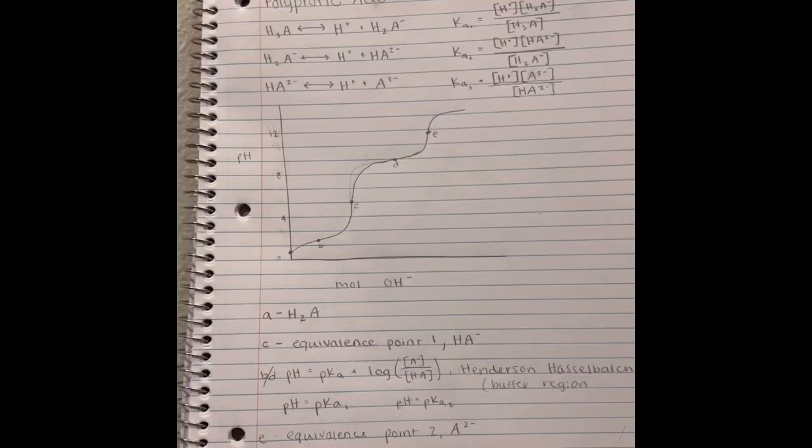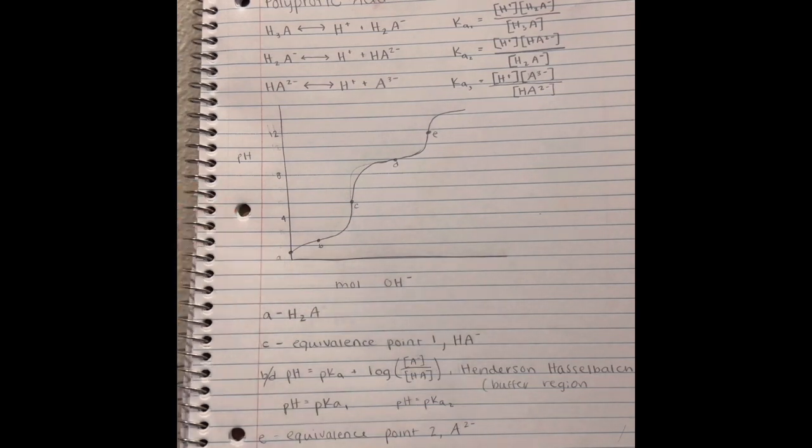A diprotic acid is an acid that is capable of losing more than one hydrogen, or one proton, during a titration. As you can see, the acid loses hydrogens in steps. It doesn't go from the fully protonated form all the way down to the deprotonated form. There to the right are just the equilibrium constants for each step.